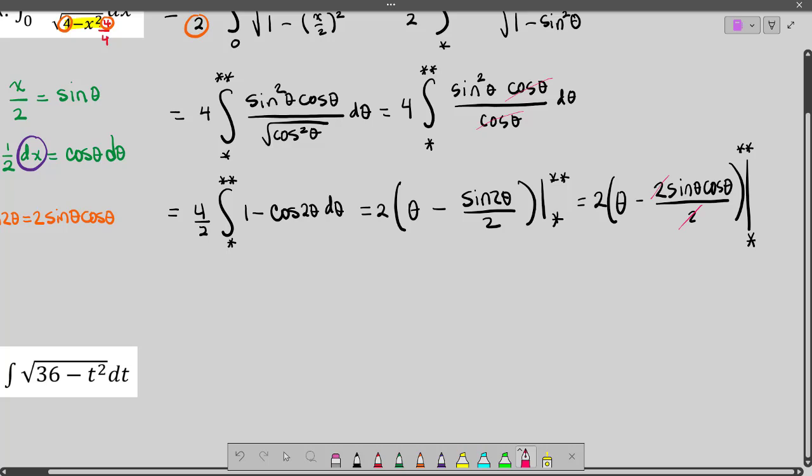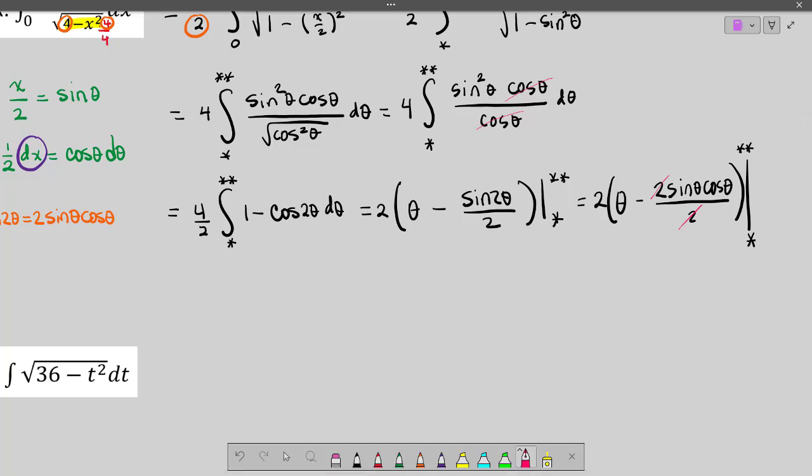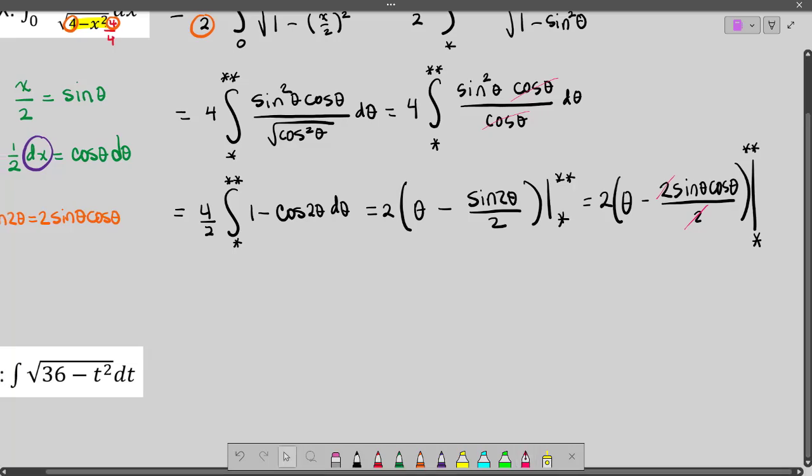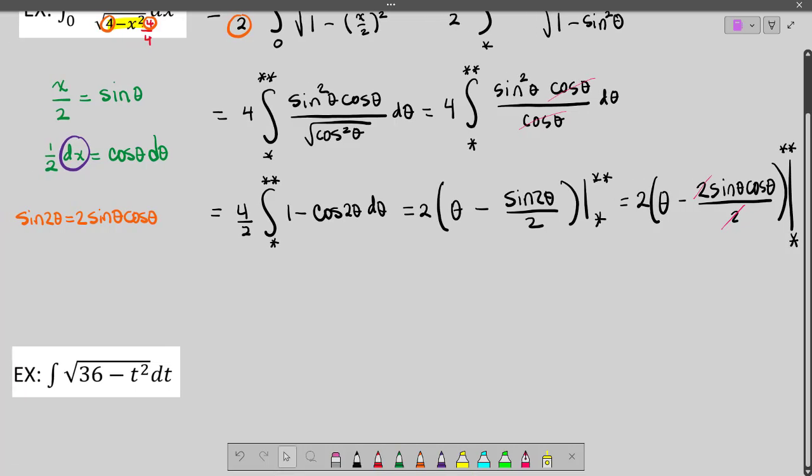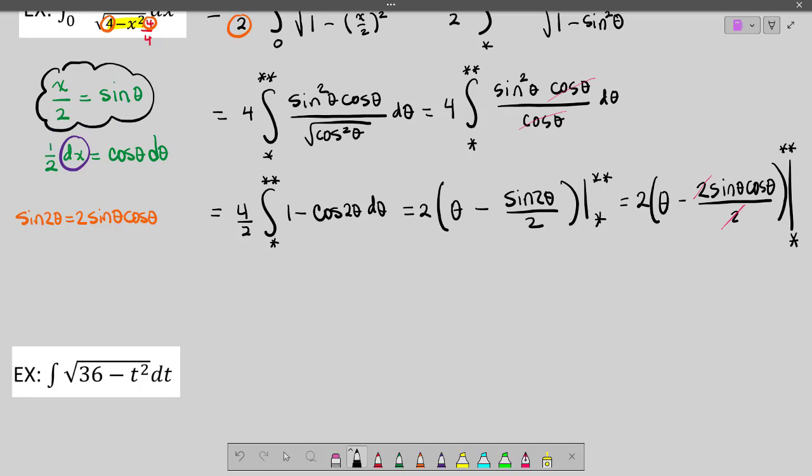Now we need to back substitute. We don't want to find the theta limits. That's kind of a hassle. Most of the time, it's easier to go back to x limits. So here is where we need to use our original let statement. Our original substitution is right here. So we have to use that.